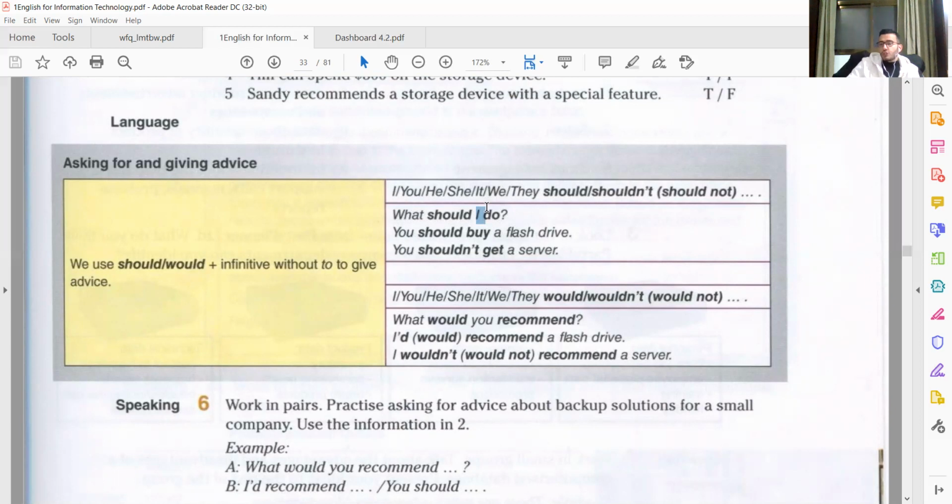You should buy a flash drive. You should buy. You should go to school. You should study hard. You should eat healthy food. You should or you shouldn't get a server. You shouldn't get a server.